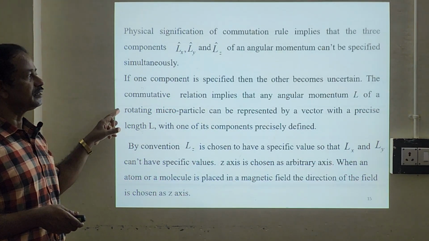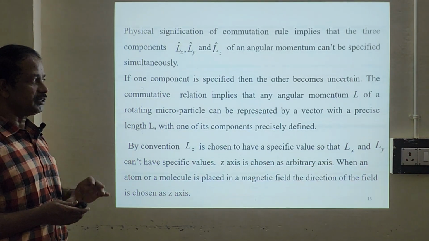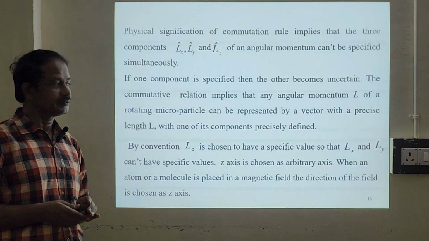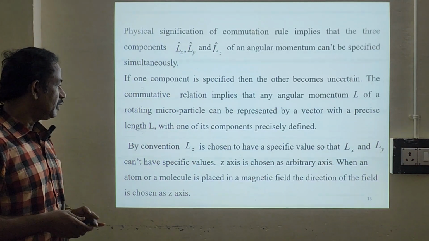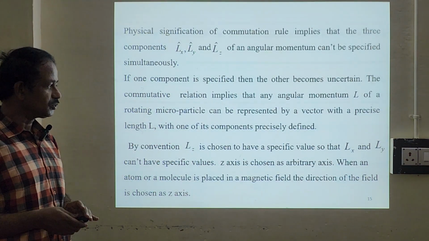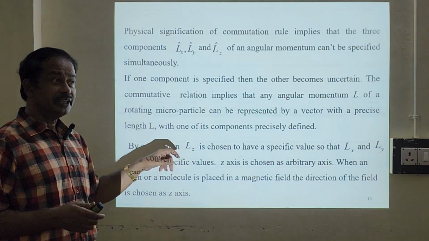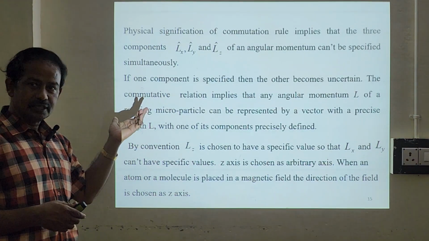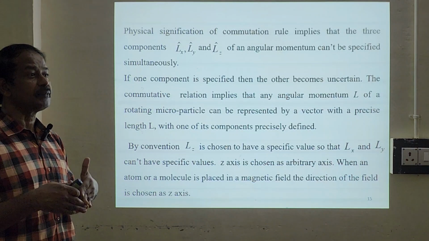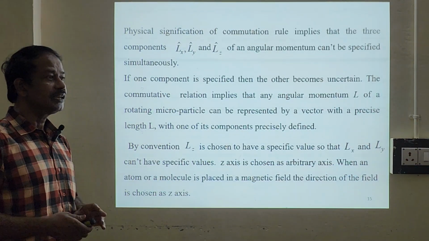So the commutation relation implies that any angular momentum L of a rotating microparticle can be represented by a vector with a precise length L with one of its components precisely defined. By convention Lz is chosen. Lz was chosen earlier, and now also we are following the same thing. Why not Lx and Ly? After the application of a magnetic field, the reference axis is kept as Z. So that's why they have taken Lz.